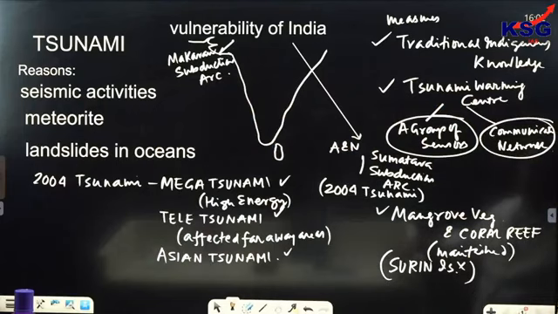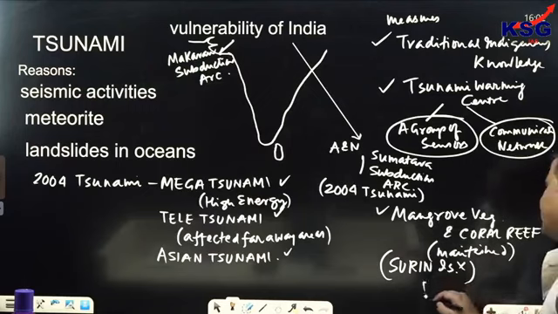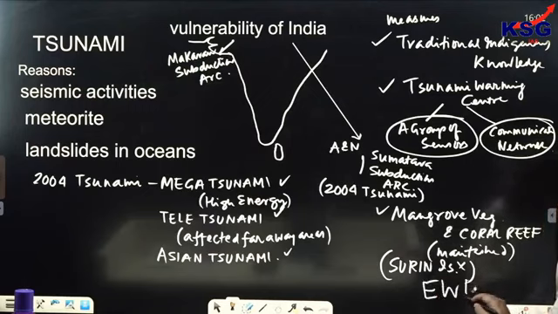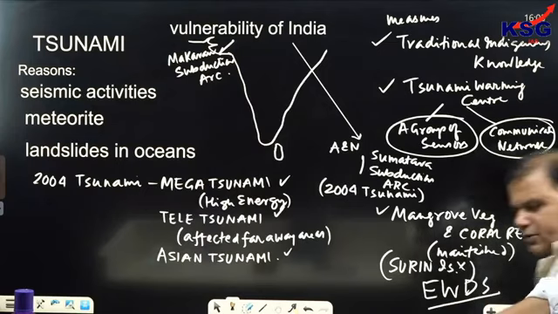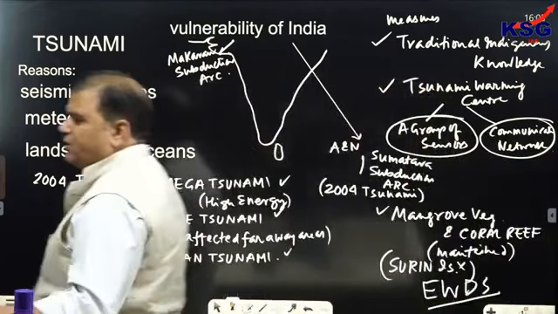So all these are the measures, and then we can use EWDS for this purpose also. EWDS, early warning dissemination system, which you have studied just now, can be used for this purpose also. So just take a screenshot of this.